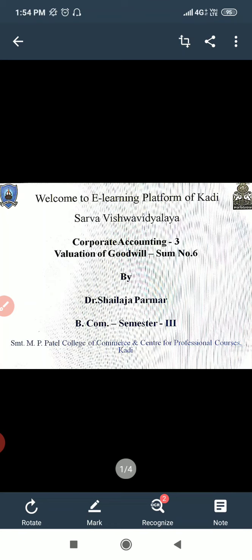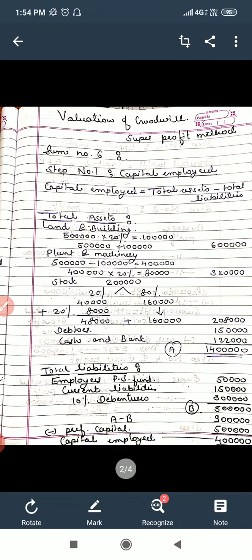Today we are going to discuss question number 6 from the Valuation of Goodwill chapter from the subject Corporate Accounting 3. So let us go ahead. Which particular method are we going to discuss? The super profit method over here.